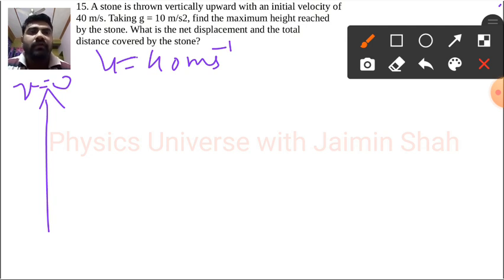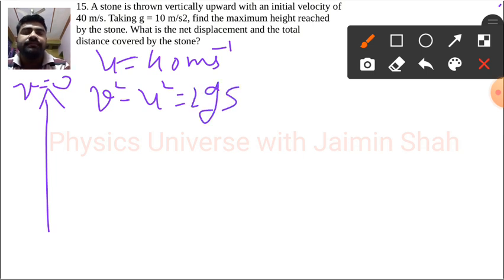And then after, what is the net displacement and the total distance covered by the stone? So here we have to use the first equation of motion, we can find time t. Third equation of motion, we can find the height. So by using the third equation of motion, v square minus u square is equal to 2gs.